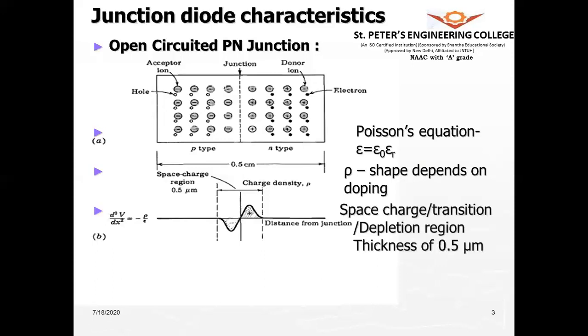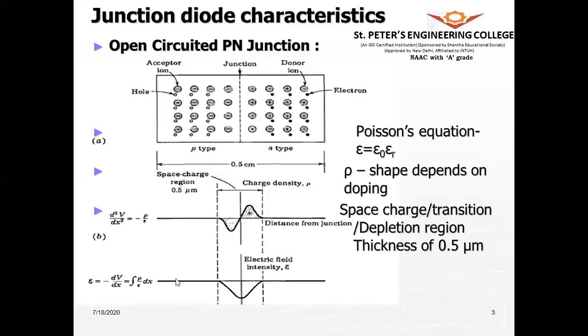The space charge region is also called the transition region, or the depletion region, because there are no free charge carriers. It is depleted of free charge carriers. That is why it is called a depletion region. Depleted means they are not present, it's emptied. So the free charge carriers are emptied here. That is why it is called a depletion region. Its thickness is around 0.5 micrometer.